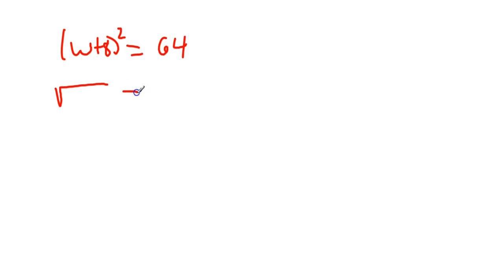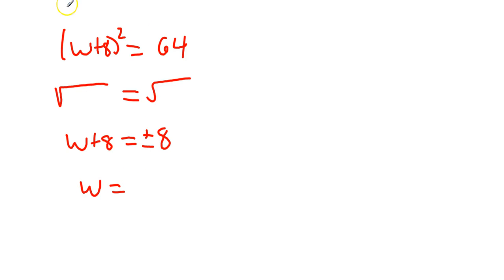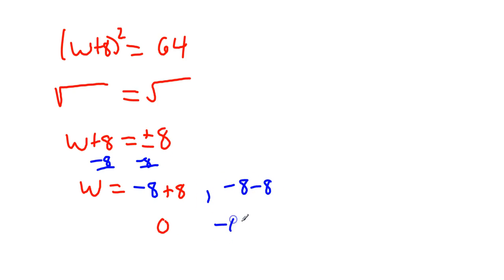When you square root both sides, you get w + 8 equals, when you square root 64, you get 8, plus or minus. So for that answer, you would subtract 8 from both sides. One answer would be negative 8 plus 8, which would be 0. And your other answer would be negative 8 minus 8, which would be negative 16.